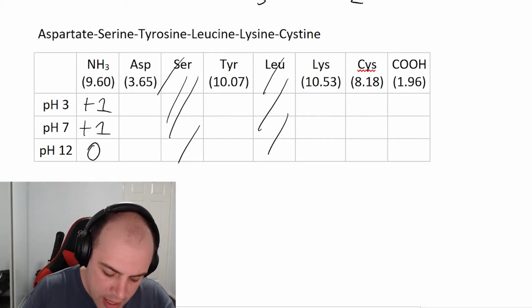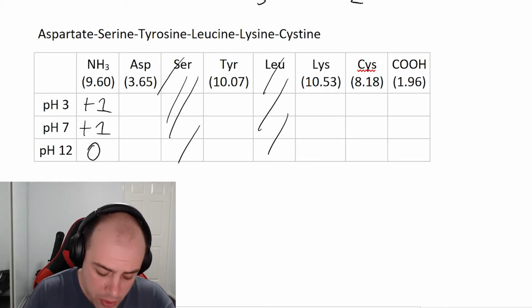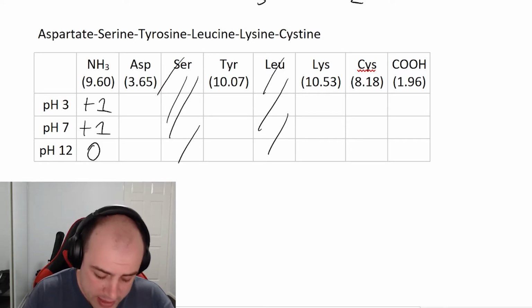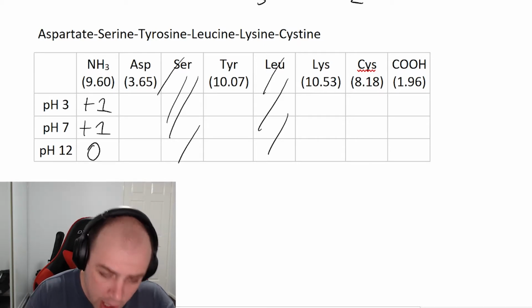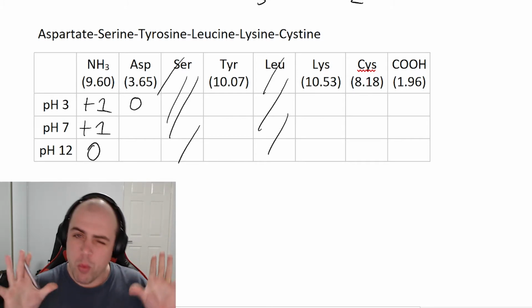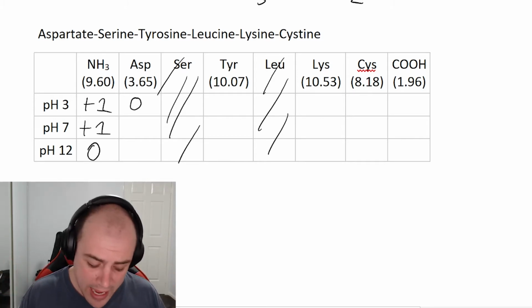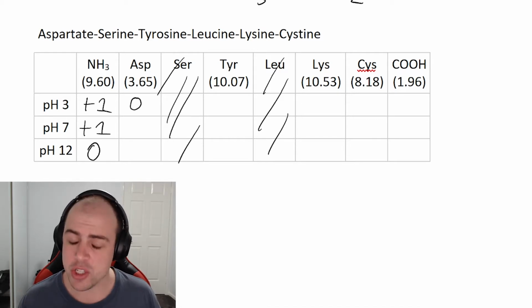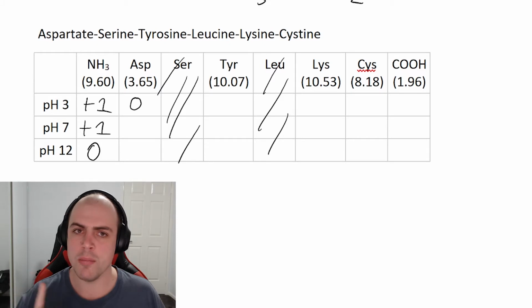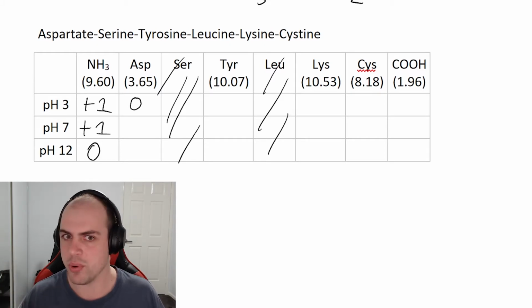The next one here is aspartate. So comparing 3 and 3.65, we are seeing that a pH of 3 is lower, so this is going to remain protonated and it's going to be a 0. Now, a word of caution here. What actually happens is a partial dissociation, because this is not just looking at one molecule and it's not an all or nothing principle.